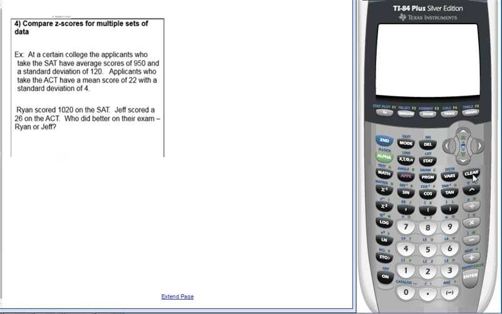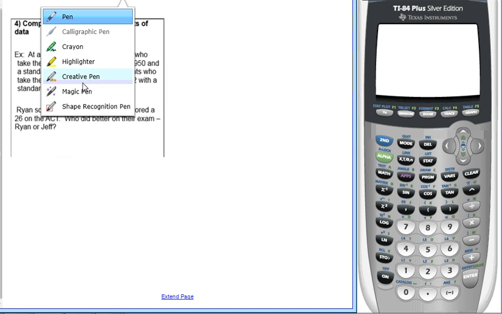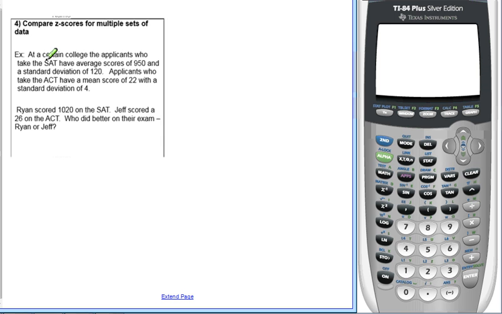Okay, comparing z-scores for multiple sets of data. At a certain college, the applicants who take the SAT have average scores of 950 and a standard deviation of 120. Applicants who take the ACT have a mean of 22 with a standard deviation of 4. So first of all, we need to realize that we have two different sets of data here. We have the SAT and we have the ACT.